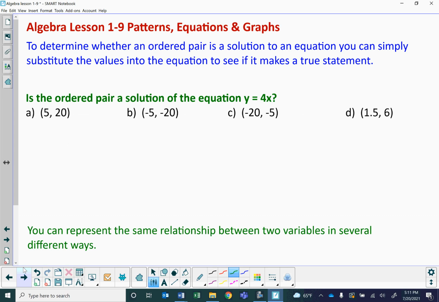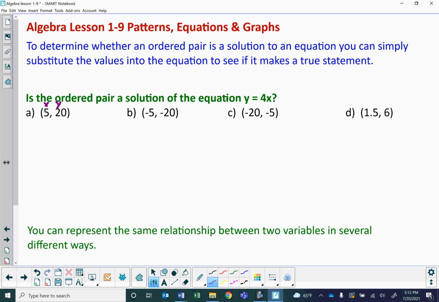All right, now to determine if an ordered pair is a solution to an equation, you can simply substitute the values into the equation to see if it makes a true statement. That's the easiest way to determine if something is a solution. So let's take a look at this. It says, is the ordered pair a solution of the equation y = 4x? Remember, the ordered pair goes in the order of x and then y. So 5 is x and 20 is y.